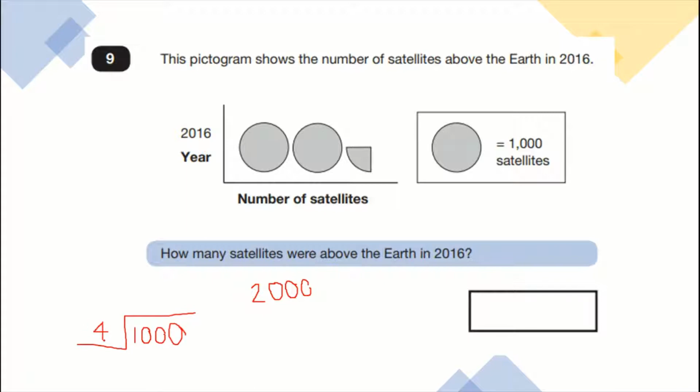4 into 1 is 0, carry the 1 over. 4 into 10 is 2 times, remainder of 2. 4 into 20 is 5 times. 4 into 0 is 0. That means that a quarter of a circle equals 250. And we had 2,000 satellites from before. 2,000 plus 250 gives us 2,250.